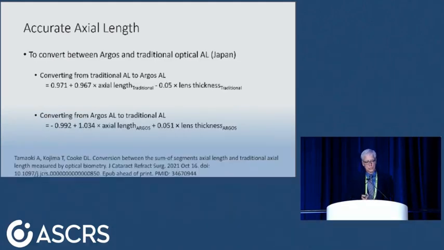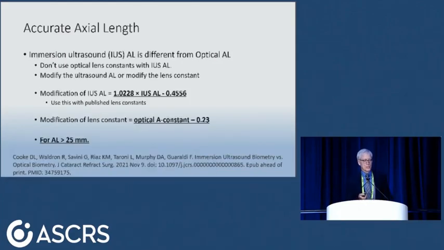But there are a couple of formulas for how you can go back and forth between the two machines, between the traditional optical biometry and the Argos machine, if you need to. This other one has more to do with what's probably going to be coming down the road, because if you correct the axial length, some of the formulas use the old axial length and they already have internal corrections, so you may have to correct the corrections.